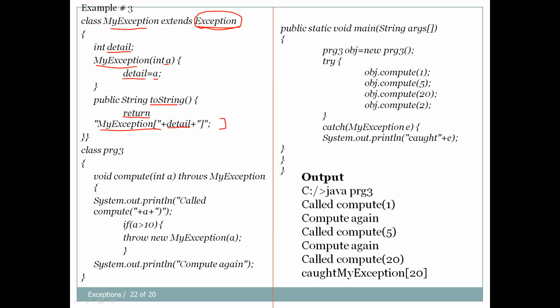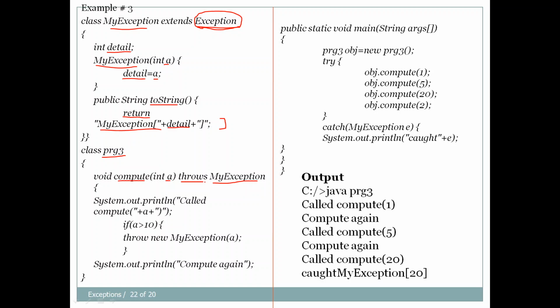So this is our user defined exception class, and the class name is my exception. Then we have one more class called prg3, that is program3. In this program3 class we have a method compute, and this method takes one argument. It is defined with the throws keyword, that is throws my exception, meaning this compute method gives a warning that if you're using it, it may throw an exception.